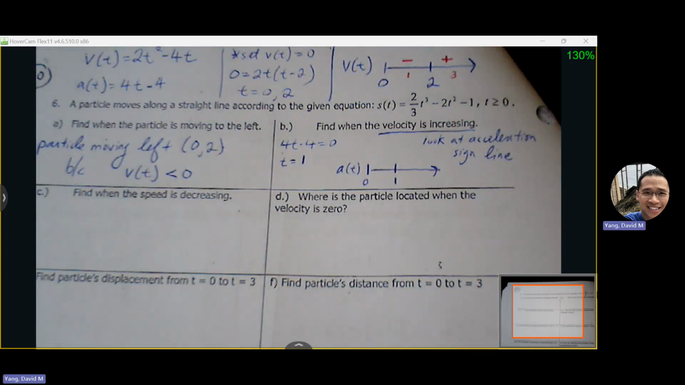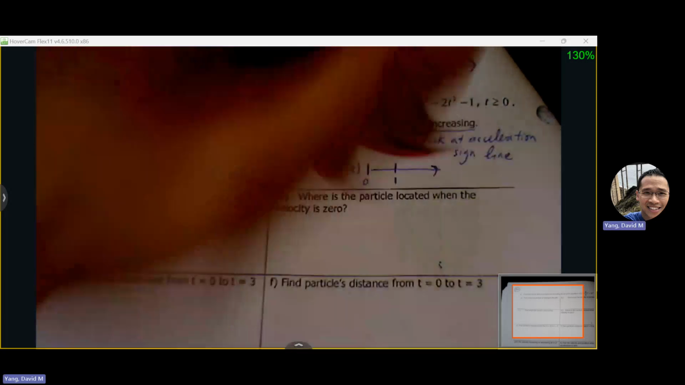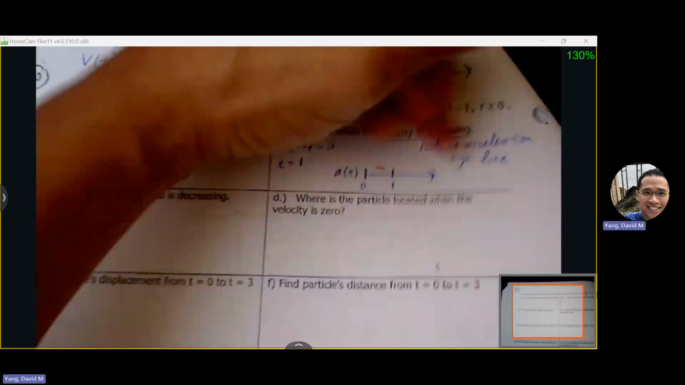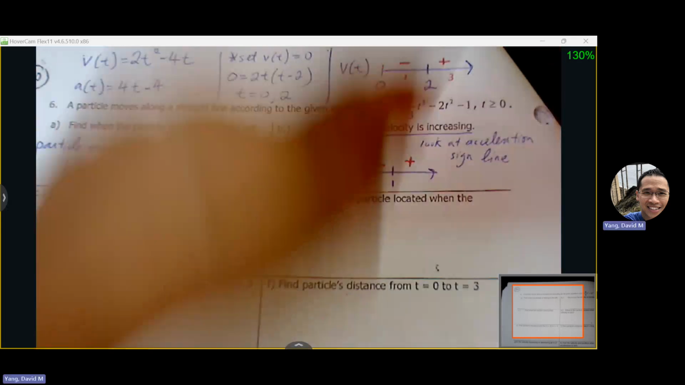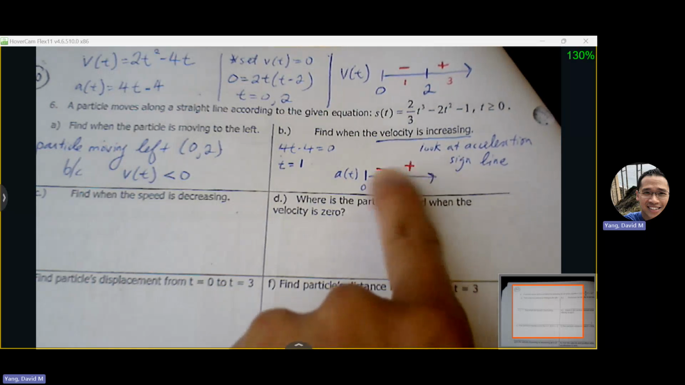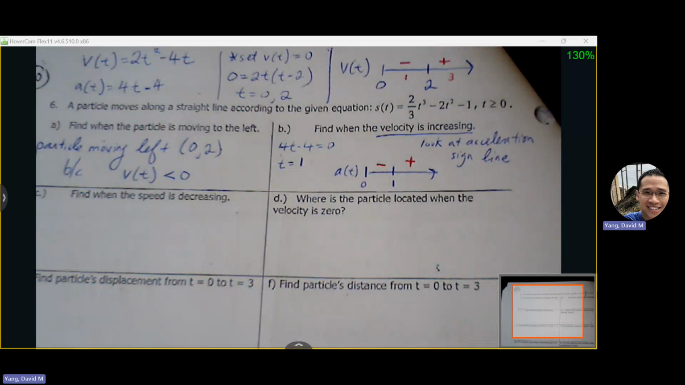Plug 1/2 into acceleration, I'm going to get negative. Plug 2 into acceleration, I'm going to get positive. So I know that my acceleration will be positive on the interval from 1 to infinity. This is when my velocity is going to be experiencing a positive slope.